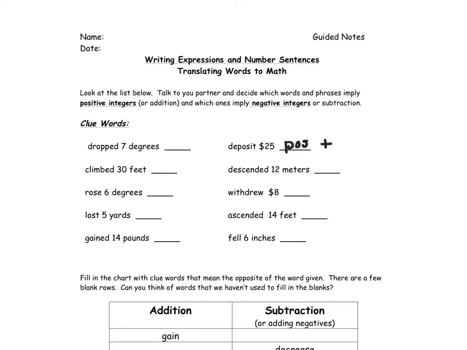And then another word you might not be familiar with is withdrew. So if I went to my bank account and I withdrew $8, it means I took $8 out. So that's going to imply a negative number or subtraction. And we can abbreviate for this part. If you want to go ahead and finish up the rest of them and then come back and check this video and make any corrections that you might need to make.